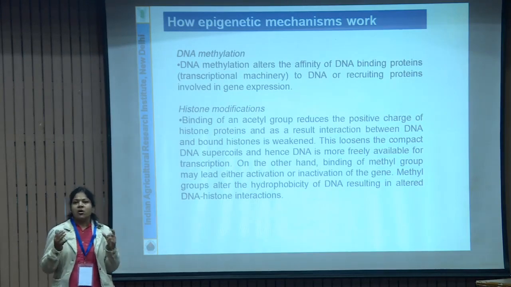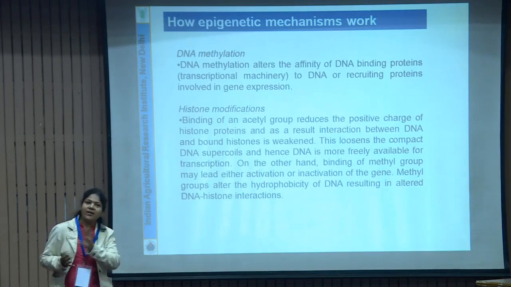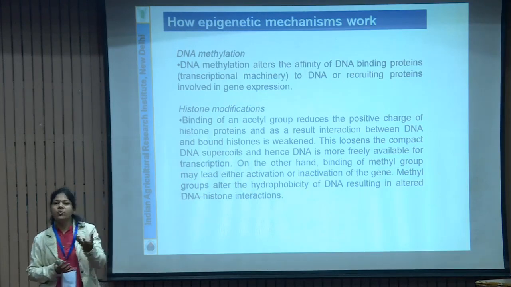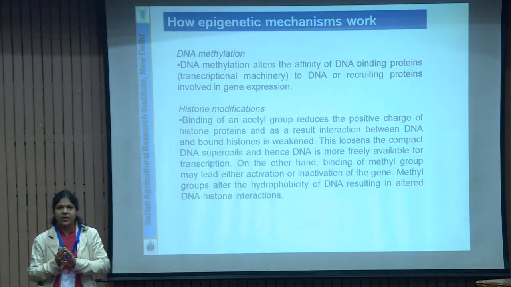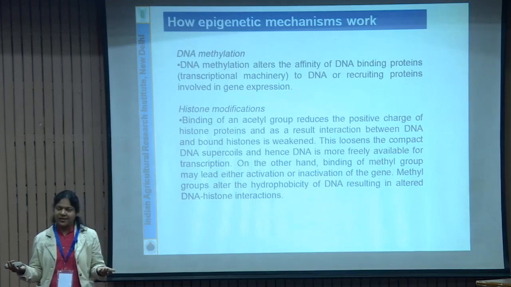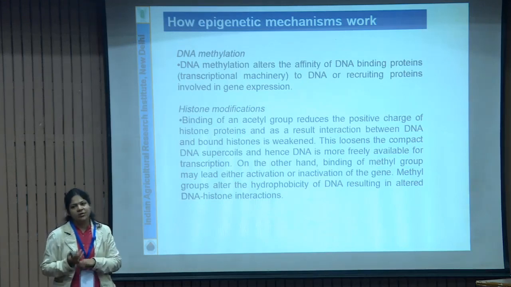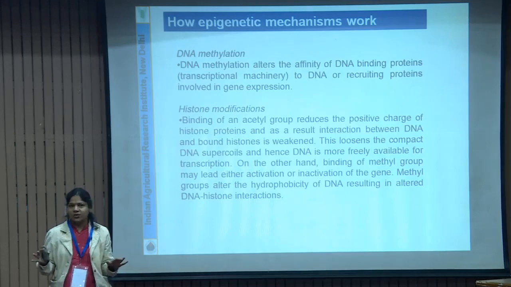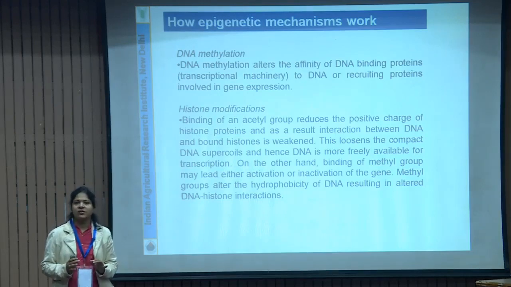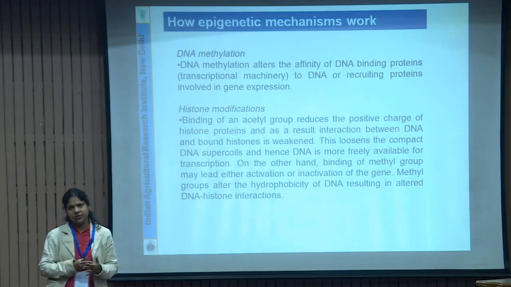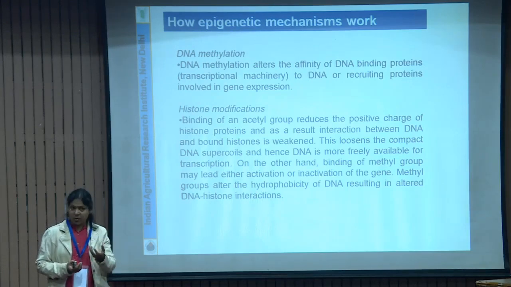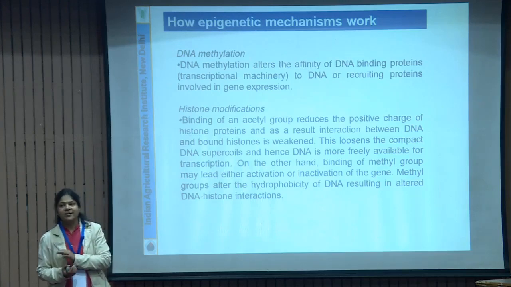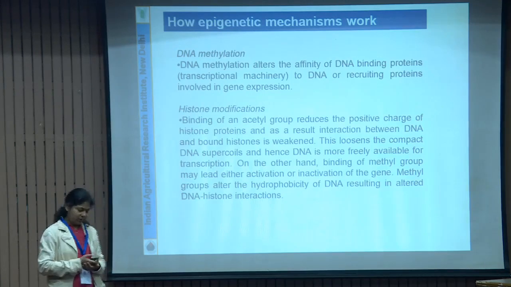So that means the binding of different histone molecules alters the affinity of DNA to transcription factors or RNA polymerases, so that they can either bind to DNA or they cannot bind to DNA. So that produces a change in the expression of genes. So there is no change in the sequence of genes, only a change in the expression of genes because of binding of histone proteins or because of methylation of DNA. So this is the basics of how epigenetic changes alter the phenotypes of organisms.